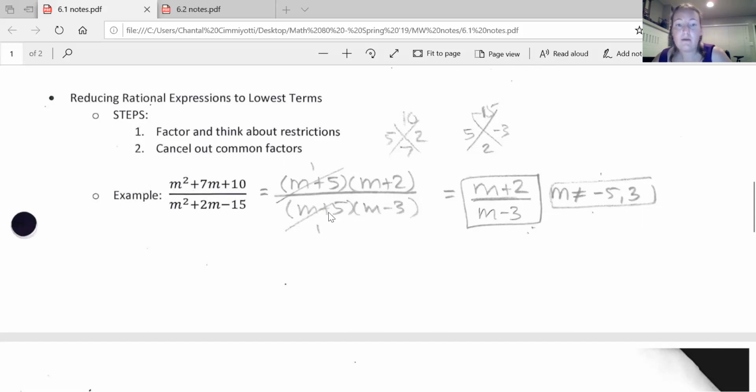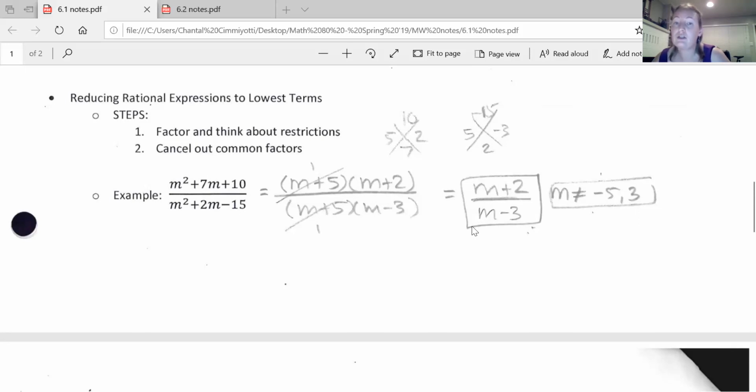I see that there's a common factor. M plus 5 goes into m plus 5 one time. We often don't show the ones, but they're really there. So we're going to be left with m plus 2 times 1, so m plus 2, and 1 times m plus minus 3, so m minus 3. So there's my answer. These m's cannot cancel.